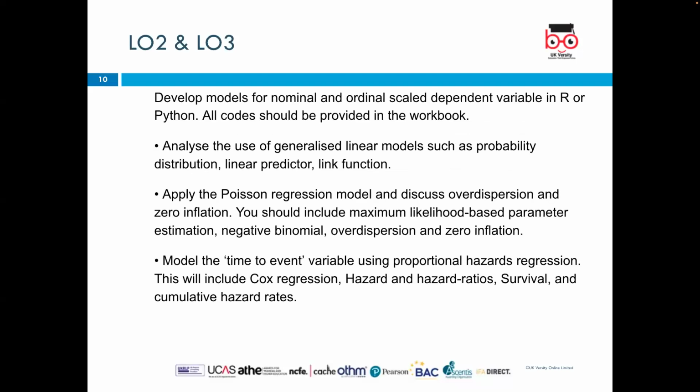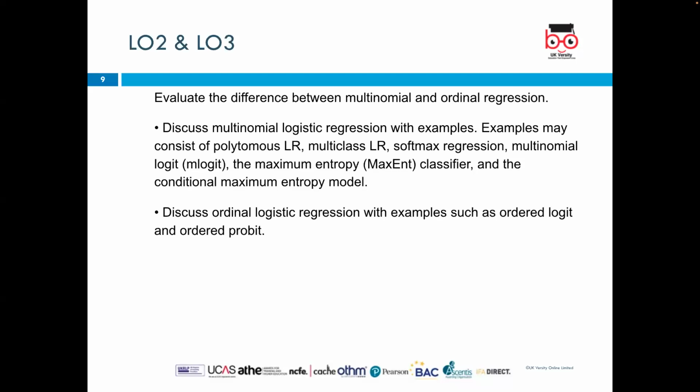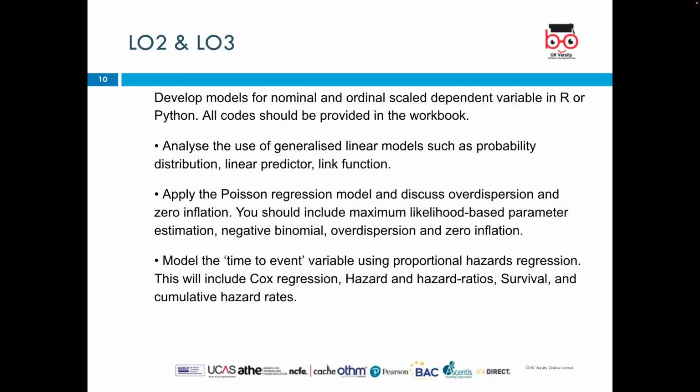Oh yeah, I missed this part. I missed this slide 10. So including these 3, there's another one. Develop models for nominal and ordinal scaled dependent variable in R or Python. All code should be provided in the workbook. Analyze the use of generalized linear models such as probability distribution, linear predictor, link function. Apply the Poisson regression model and discuss over dispersion and zero inflation. It should include maximum likelihood-based parameter estimation, negative binomial over dispersion and zero inflation.